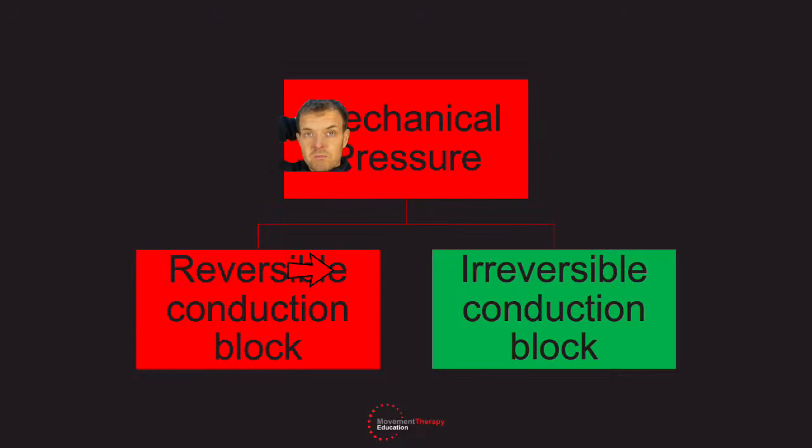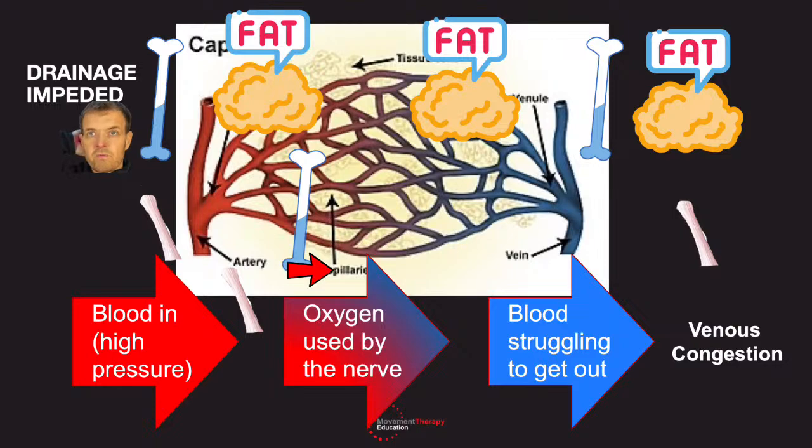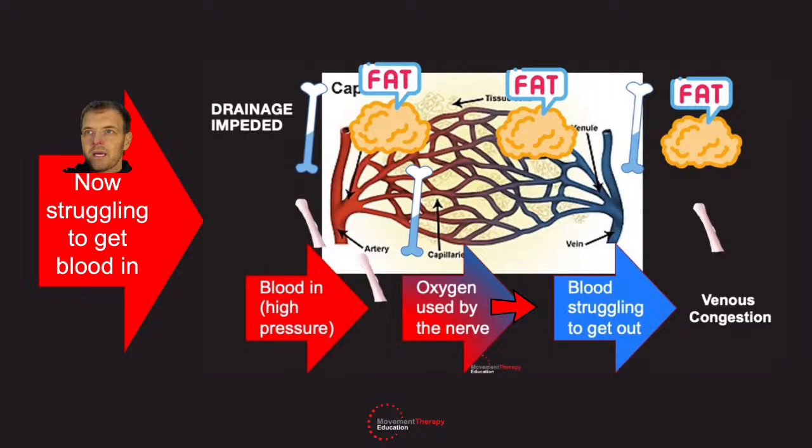If you've got an irreversible conduction block, then we've got a problem. So we've got all of this stuff potentially causing congestion. We've got the venous congestion occurring again. But now obviously the blood is struggling to get in. So blood struggling to get in under high pressure, but pushing into a space that's already full. Lots of fluid in that region as well. So now the nerve can't get oxygenated blood, and nerves are very blood hungry.